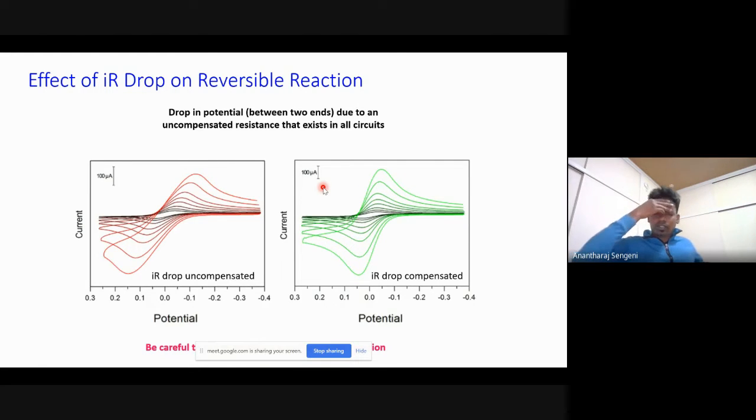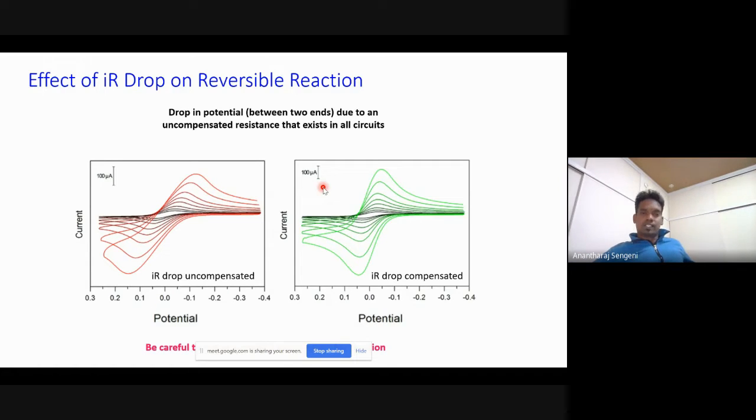And today we are going to see the effect of IR drop on reversible reaction. So before seeing this, we should understand what IR drop is first. You should know where it comes from, how it affects the voltammetric responses, and what the contributing factors for IR drop are.